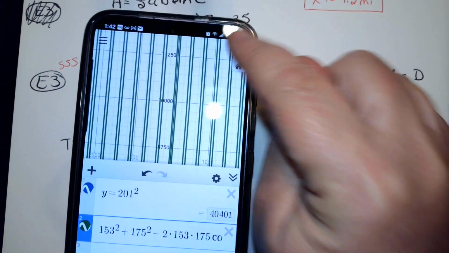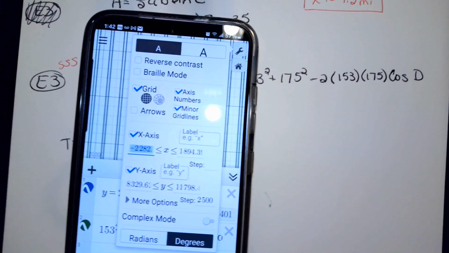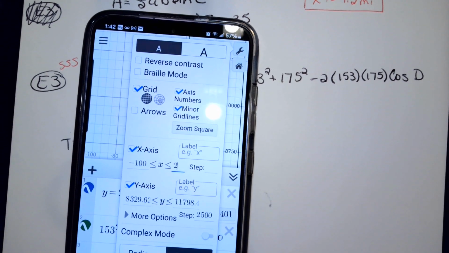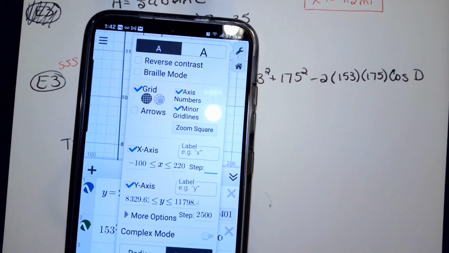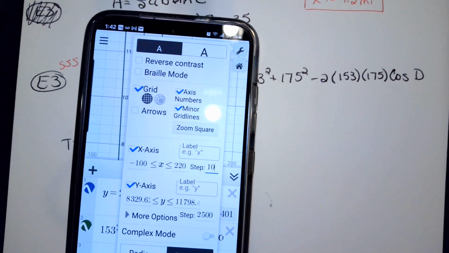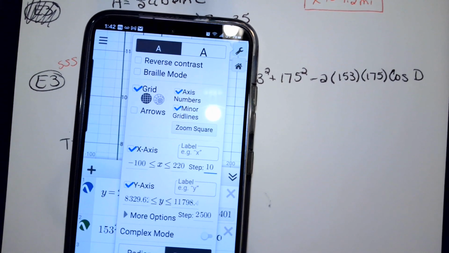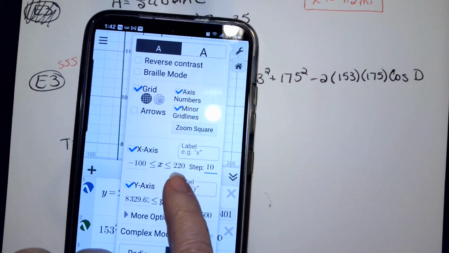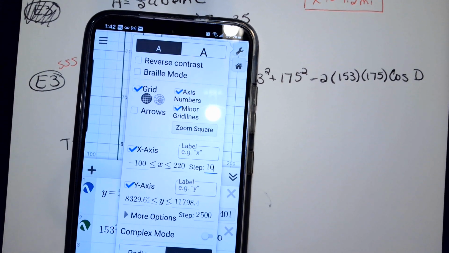So we're going to go right here to settings. So go to your settings. All right, your x-axis. I'm going to go maybe from a negative 100, and I'm going to do maybe 220. And I'm going to have it count by, let's say, tens. The step means what do you want to count by? Now the reason why I did 220 is because I know the triangle cannot be bigger than 180 degrees for the sum. So that means that no one angle can be bigger than 180. So I just went a little beyond 180 on the positive side, and I just put some negative values on the left side so I could see the whole axis.